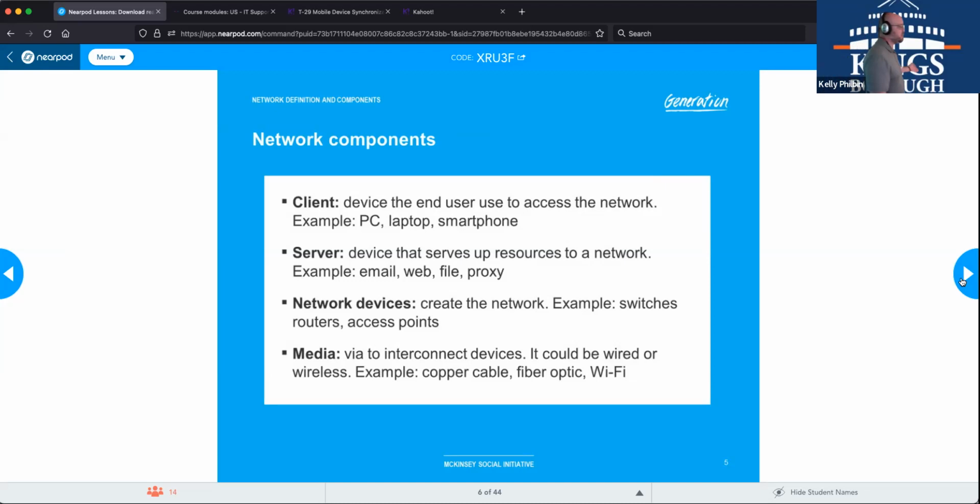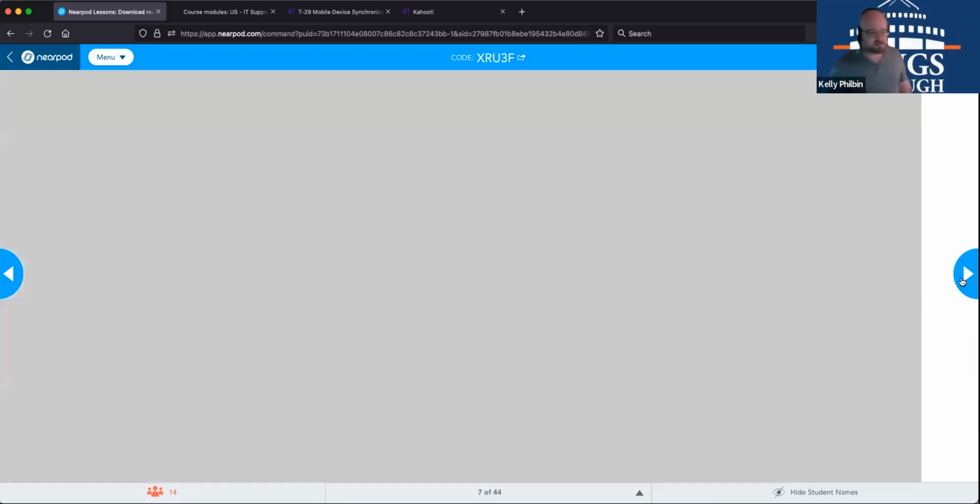Excellent. So what media are you transmitting that information on? Over the air, copper wire, which would encompass coaxial cable as well as UTP and STP cables, or fiber optic utilizing light. What type of media are you using to connect to these network devices, which then connects you to the greater network? So in essence, these are our four basic components of any network.